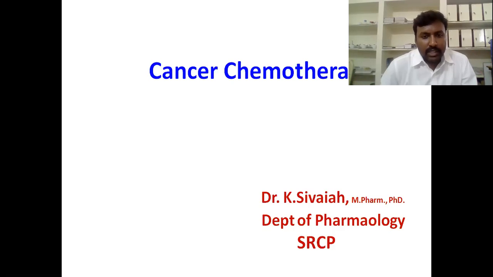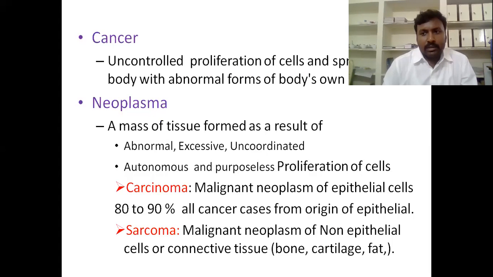So our next topic is cancer chemotherapy. So what is cancer? Cancer is an uncontrolled proliferation of cells and spread in the body with abnormal forms of the body's own cells. So there is no control. That's why it is uncontrolled. Your body cannot control those cells for the proliferation.